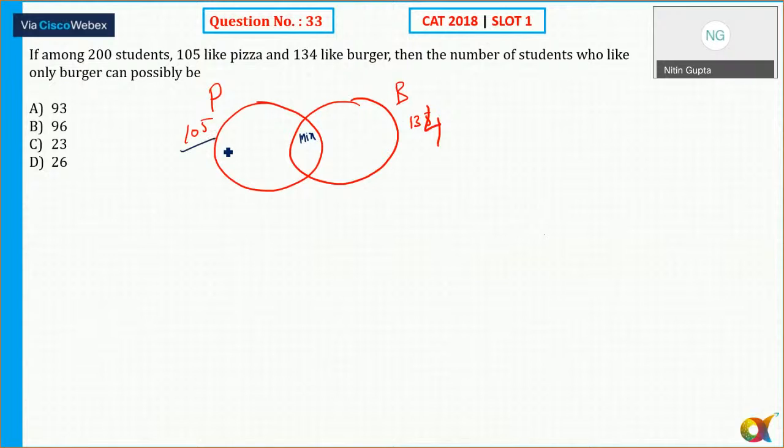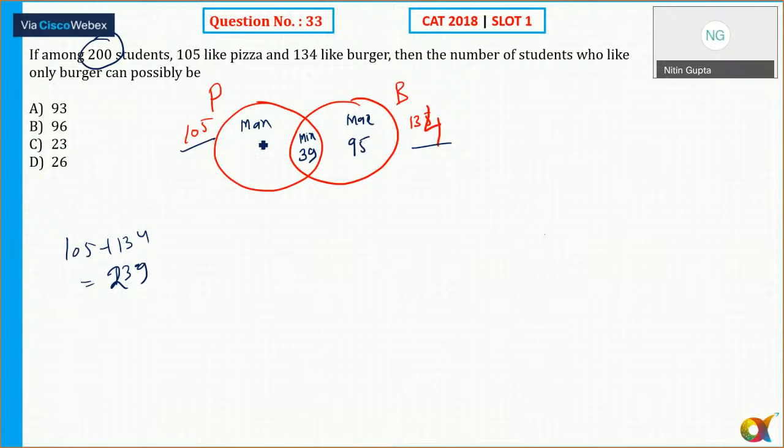So pizza 105 and burger 134. If there is nothing common, then the total sum is 105 plus 134, which comes out to be 239. But we know that the total number of students is 200. It means the minimum possible value of the intersection of these two is 39. At least 39 should be common. If the common part is minimum, then only burger will be maximum. So 134 minus 39 is equal to 95.